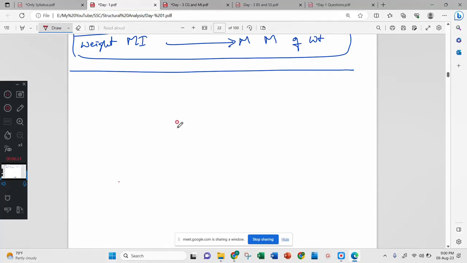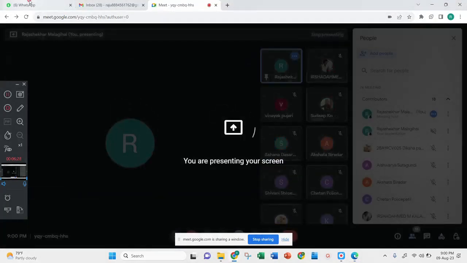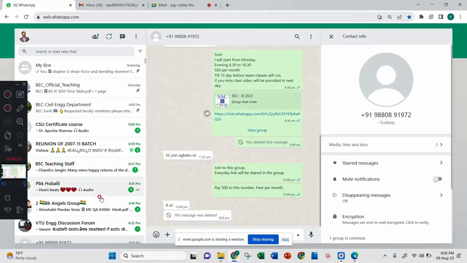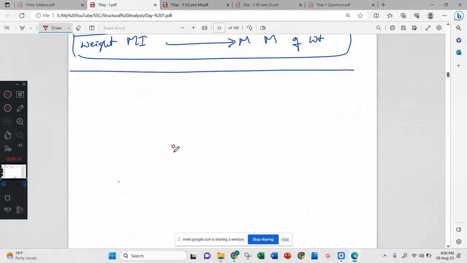Okay, we'll go ahead. Now, moment of area, that is CG. You already know, but still I will be drawing a few areas.